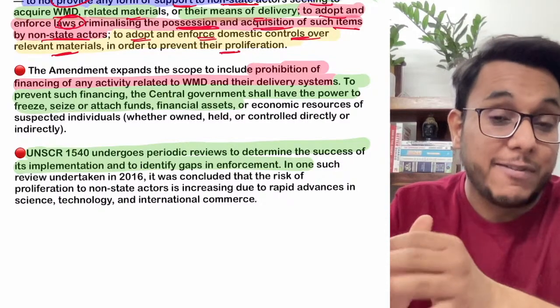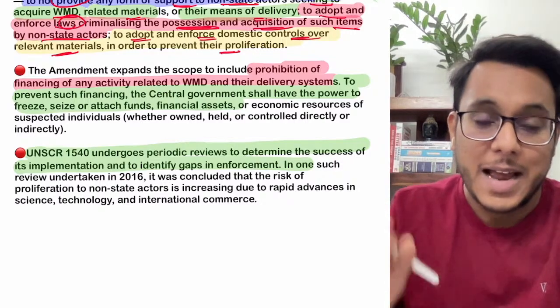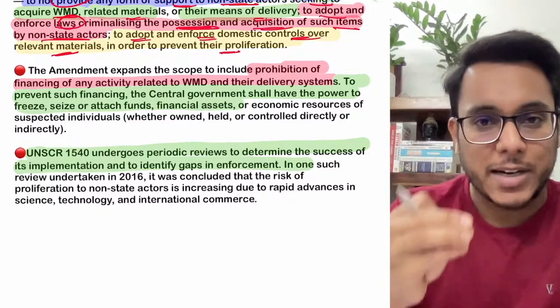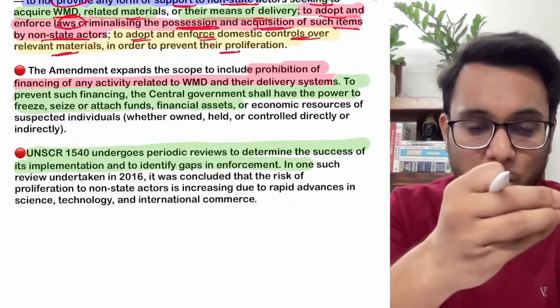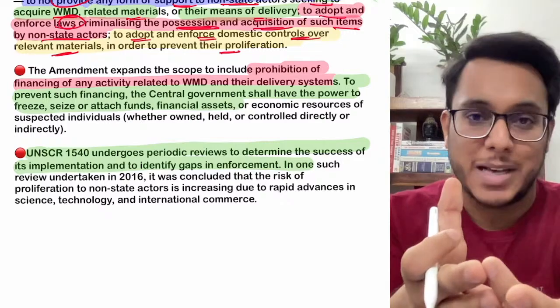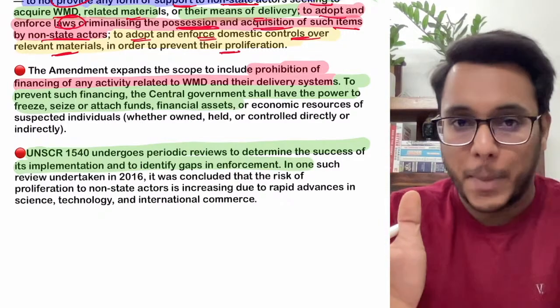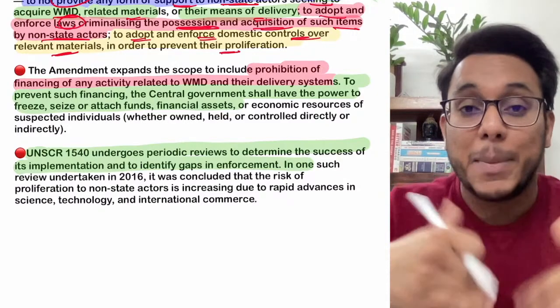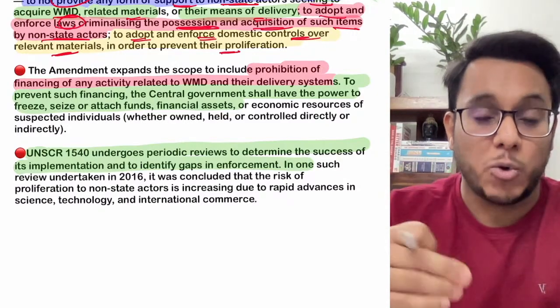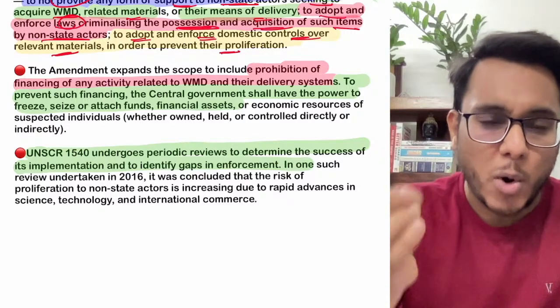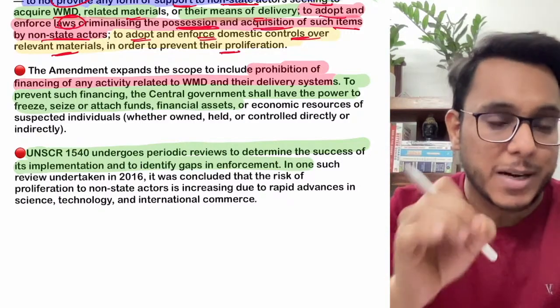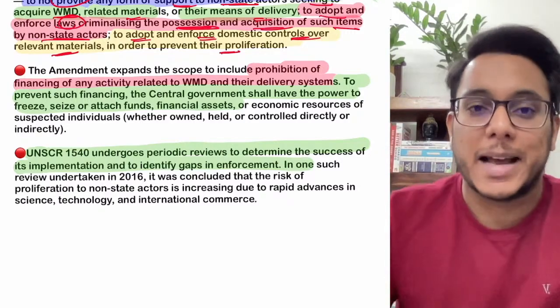X is arranging the finance for some non-state actor, and by that money, that non-state actor or non-state organization will create the weapon of mass destruction. Under the present act, you can punish the one who is manufacturing, but what about who is providing the financing, who is arranging for the financing? So in order to control this particular angle of financing, this amendment has been brought.